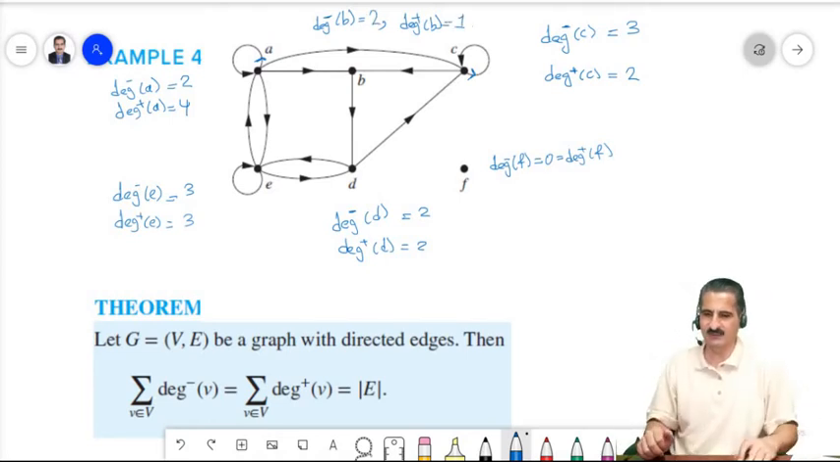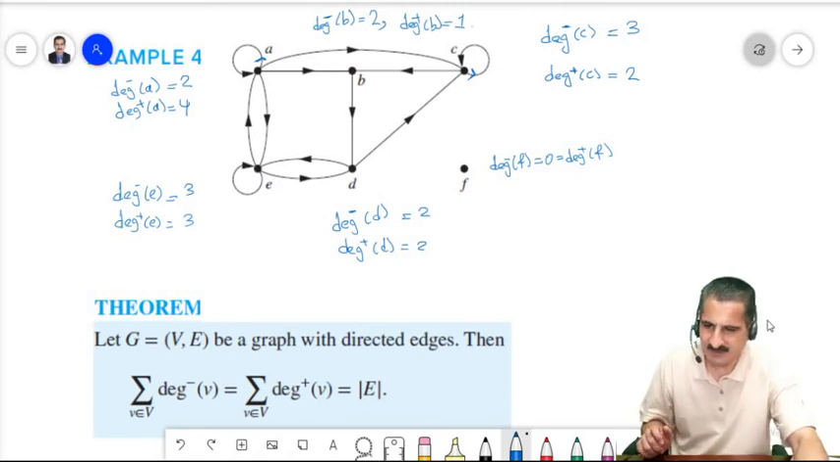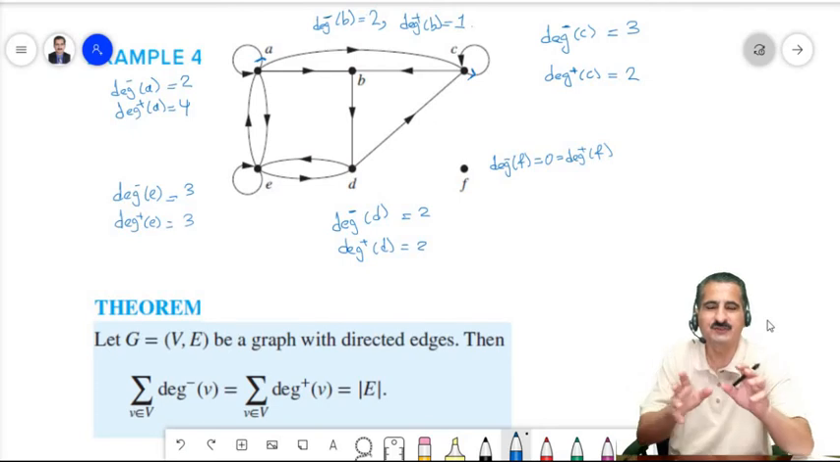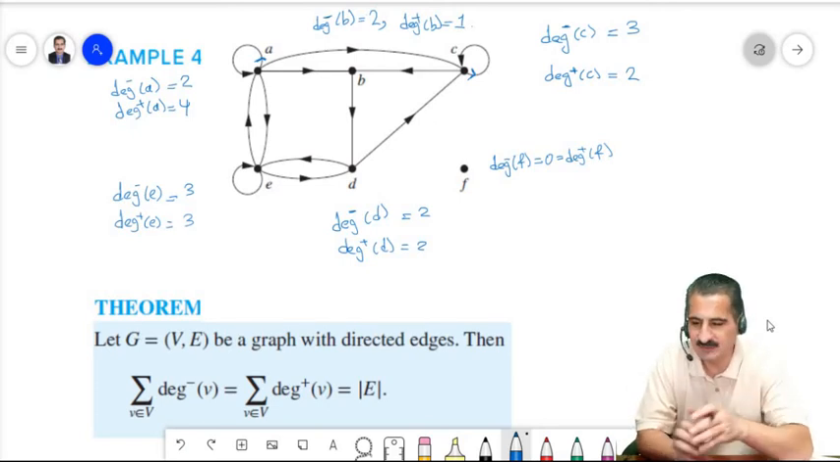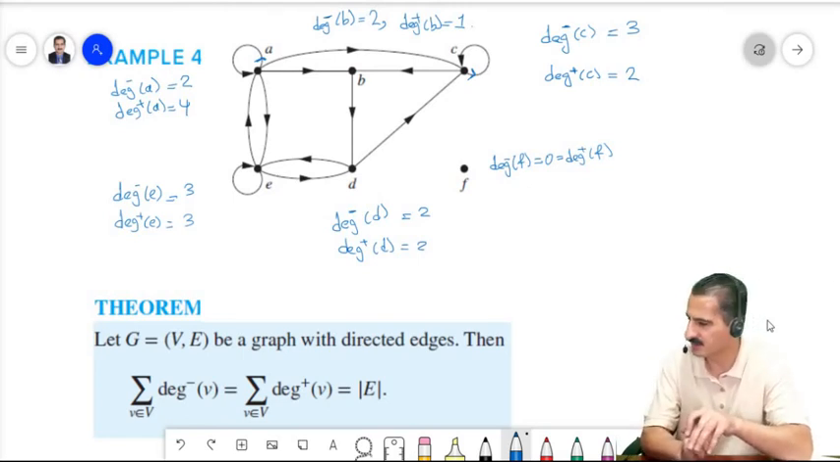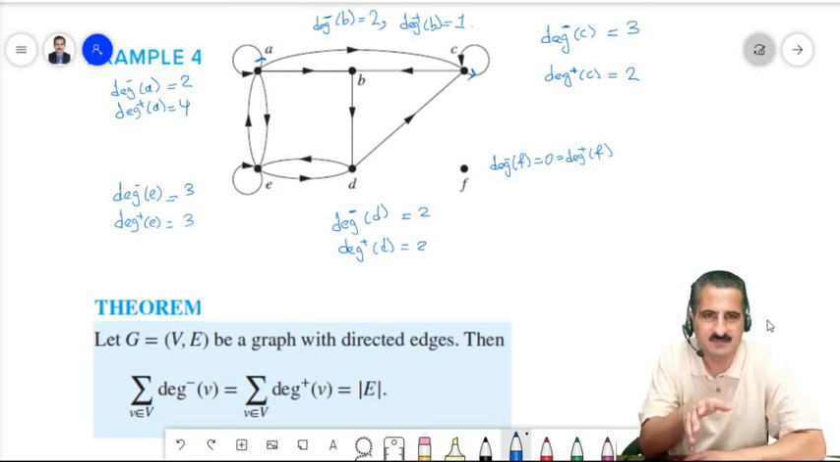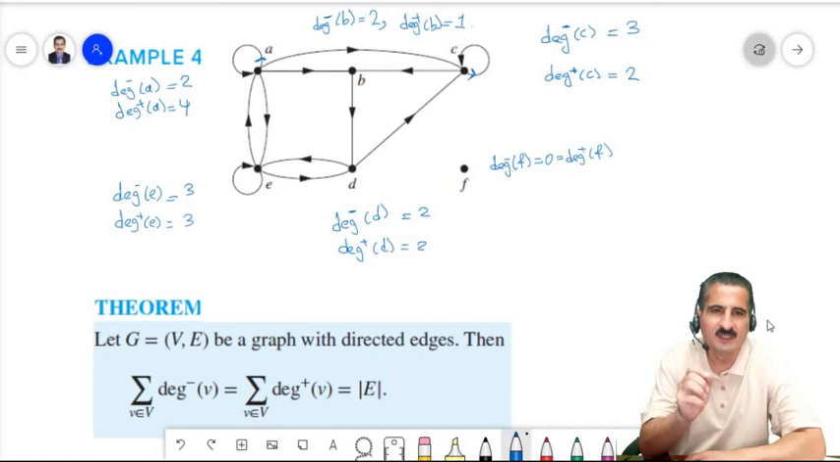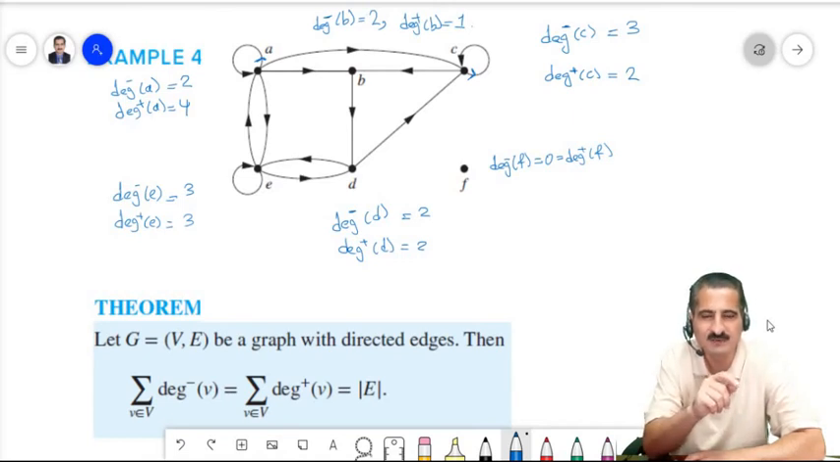Good. Okay. Now, what about the summation of the in degrees? So look at the theorem below, what it says. I will keep the graph and the theorem in the same screen. Now look at the vertices of the graph and count the in degree for every one of them, and then add these degrees, and then go back again to the vertices of the graph and count the out degree for each one of them, and then add all these degrees together. You will find them equal, and they must be equal to the number of edges.